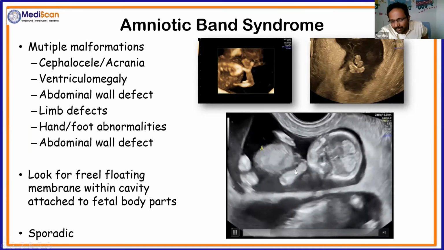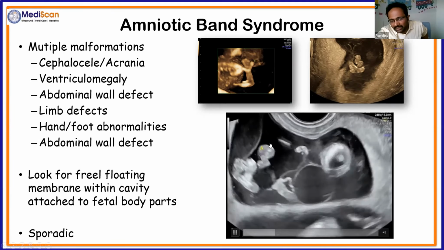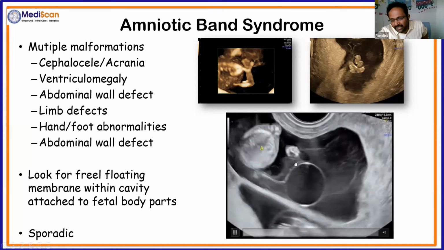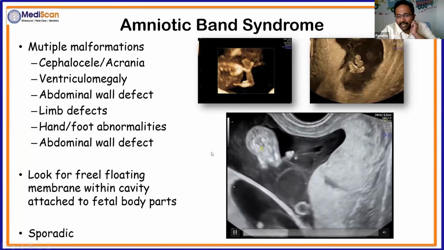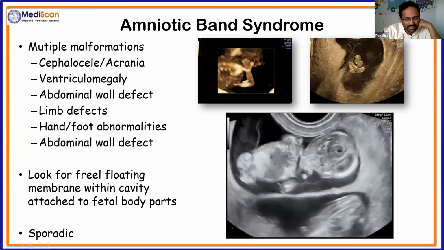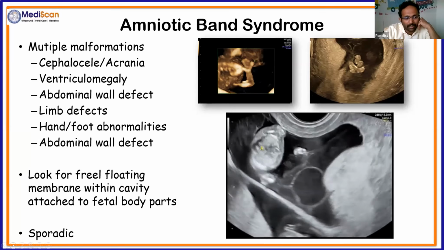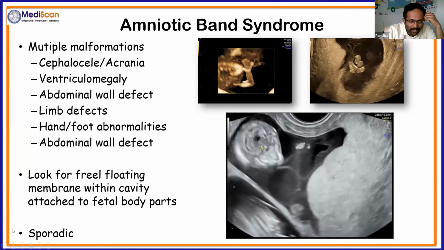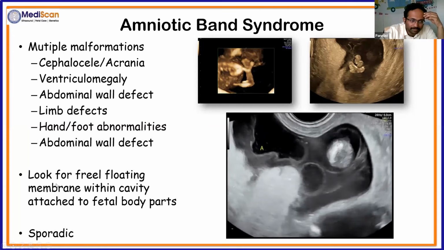As you can see in this baby, you can see freely floating bands. There is a premature rupture of the amniotic membrane, and these are completely in touch with the body part of the baby and causing all these disruption sequences. And this is a lethal problem. Prognosis is poor, especially when the malformations are more, and it has got a sporadic inheritance.